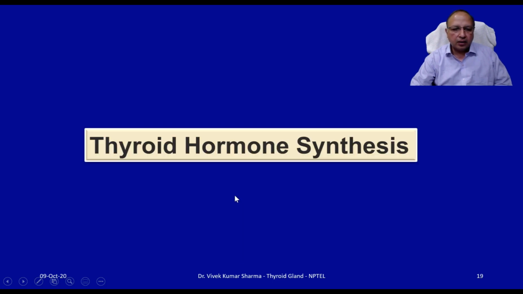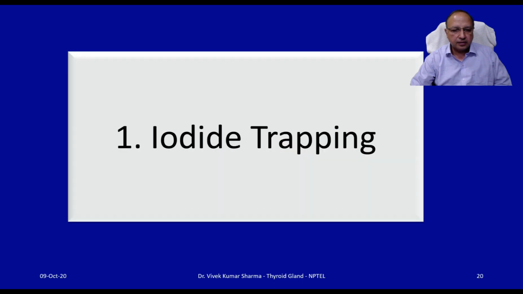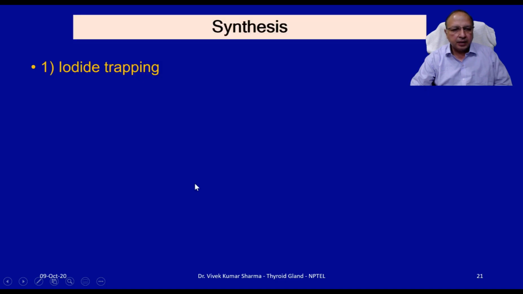So let's now see how the thyroid hormone synthesis occurs. There are multiple steps. The number one step is iodide trapping. Whatever iodine is taken in is absorbed by the cells in the form of iodide. So the first step is the iodide trapping.